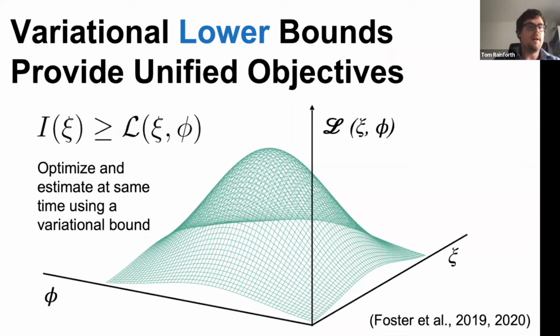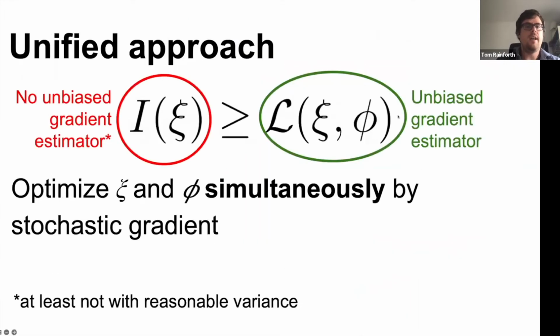And if we have a lower bound, then improving that lower bound is either going to give us a larger expected information gain or a tighter bound. So we have this unified objective by having a lower bound that we can optimize at the same time. And in particular, we want to have unbiased gradient estimates.